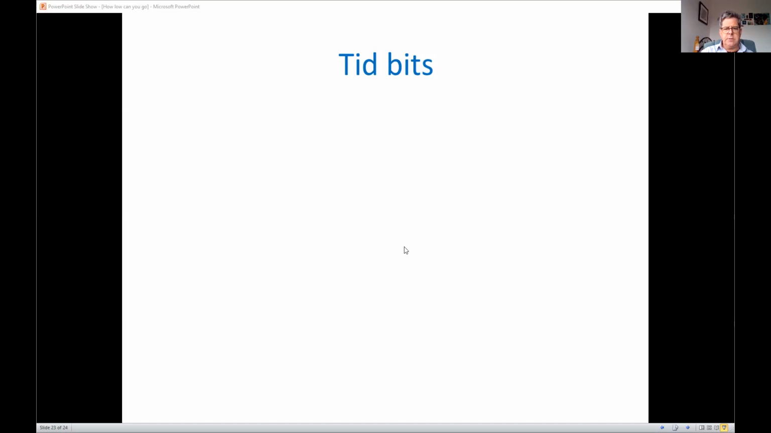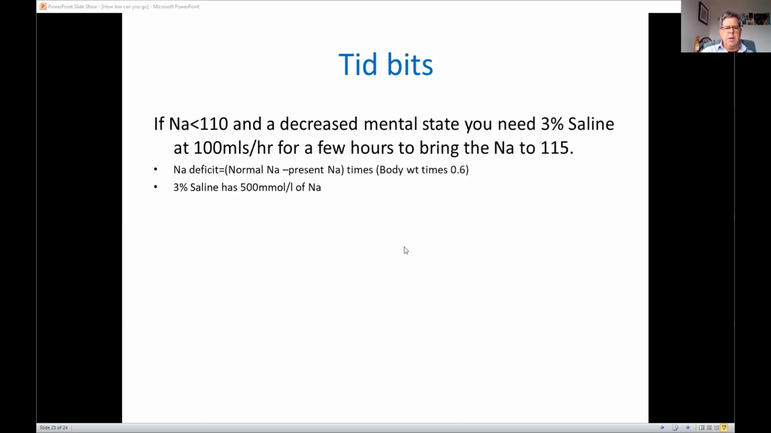A few things, these are just a couple of bits to add at the end. Most people, when you've got a sodium less than 110, will use 3% saline, or if you have a gross decreased level of consciousness, or if you've had a seizure, most people would give normal 3% saline.